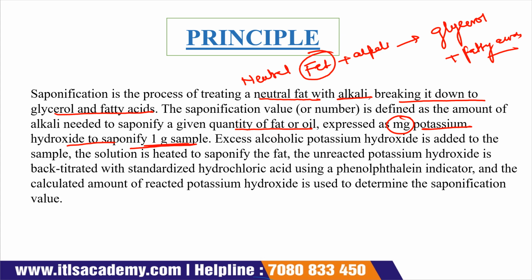Sorry, potassium hydroxide is required to saponify the 1 gram of sample. Now, excess alcoholic potassium hydroxide is added to the sample. Which type of potassium hydroxide is added into a sample? Excess alcoholic potassium hydroxide. Then after that we heat the solution to saponify the fat.